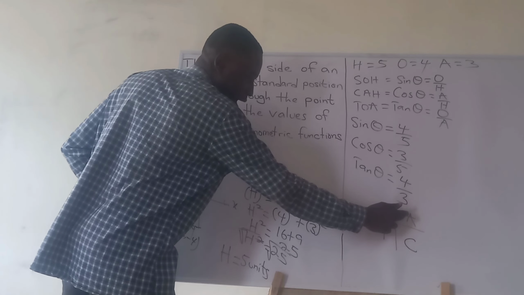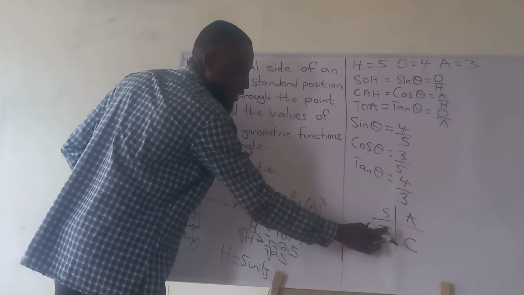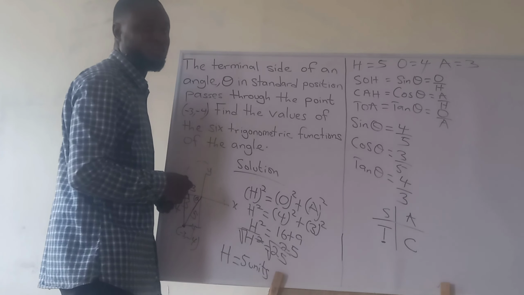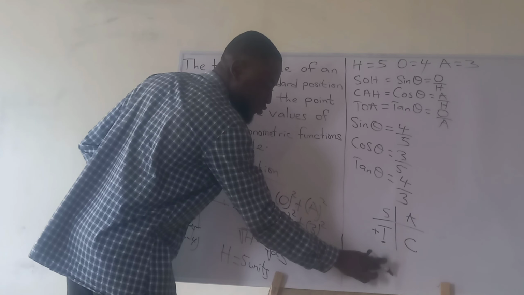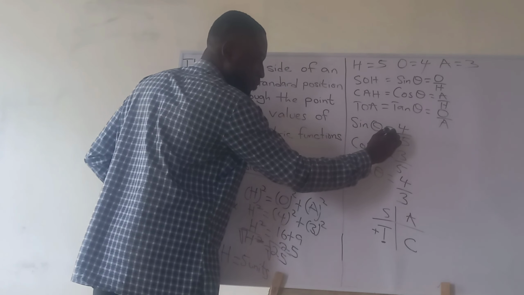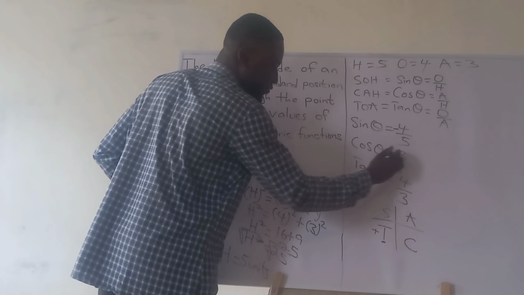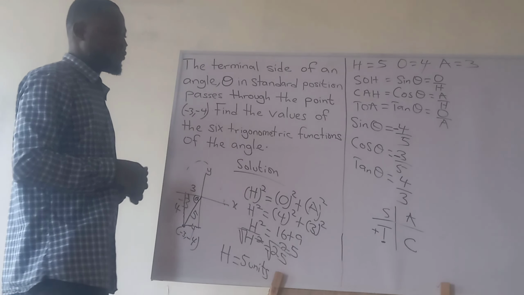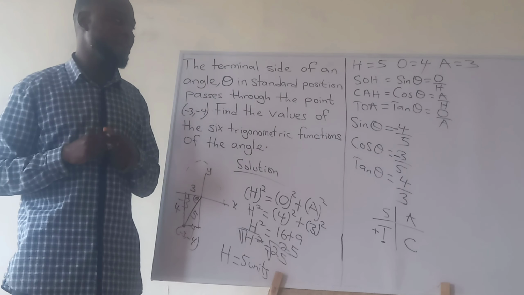Our quadrant is the third quadrant, so 1, 2, 3. There's T here, meaning our tangent should be positive and the other two ratios should be negative. So the sine and cos should be negative. Our tan remains positive. So that's it. Very simple for the three ratios.